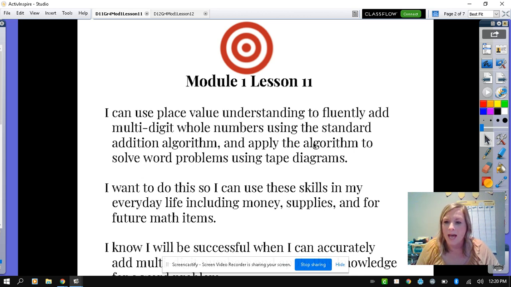You're going to want to be able to add so you can do everyday life items, including adding money, adding supplies, and you're going to need it for lots of future math items. You're going to know you're going to be successful when you can accurately add multiple digit numbers and then apply this knowledge in the future.